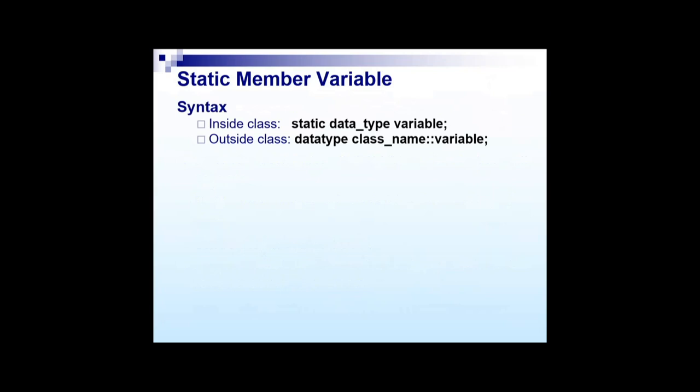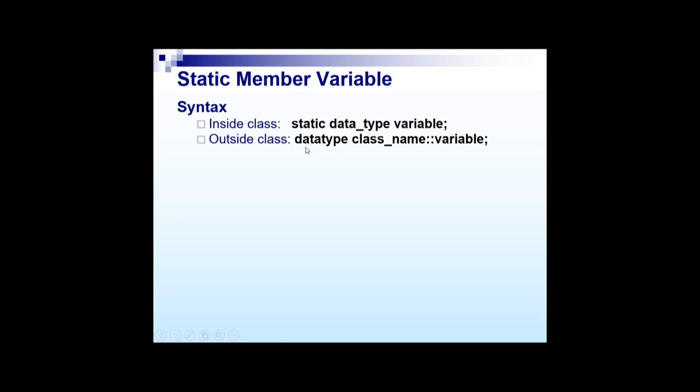Next, syntax for static member variable. Basically, inside declaration and outside declaration is mandatory. A static member variable is declared inside a class by using the static keyword. After that, you have to specify the data type of that variable and then the variable name.